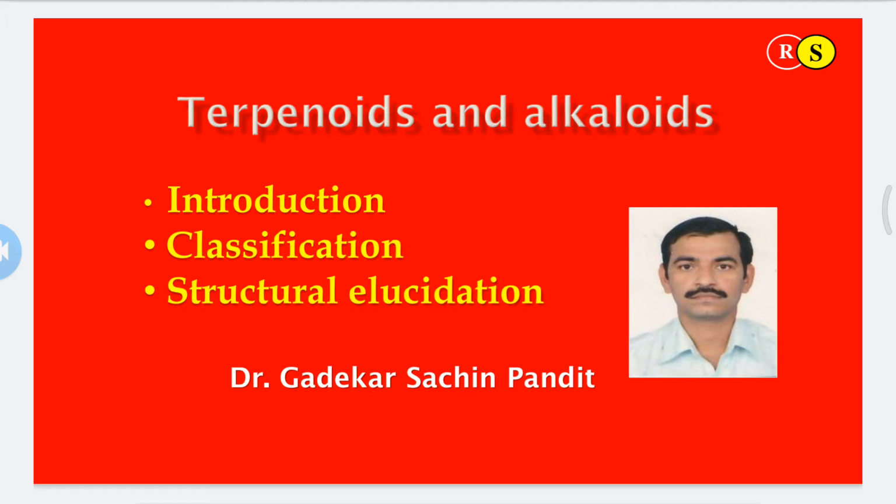Today we will discuss terpenoids and alkaloids. Okay, so in the last lecture we discussed the classification of terpenoids. In this classification, the class of terpenoids depends on the number of isoprene units present.